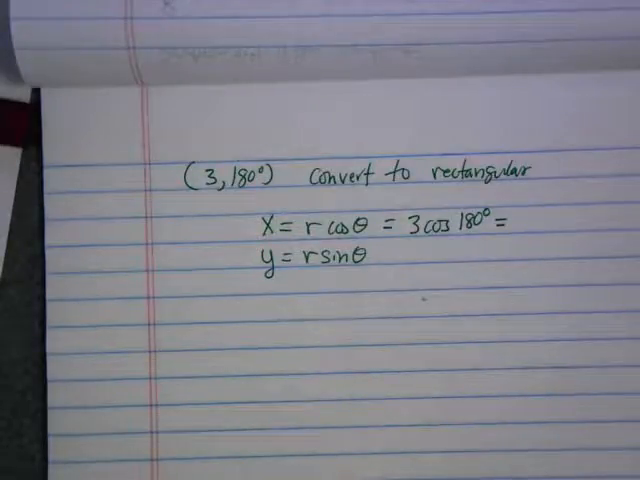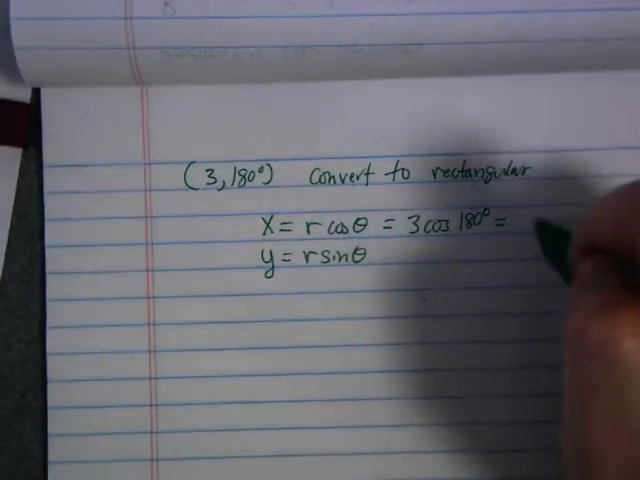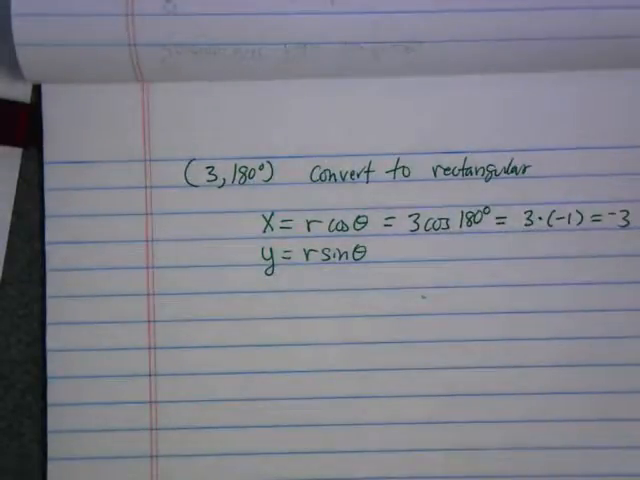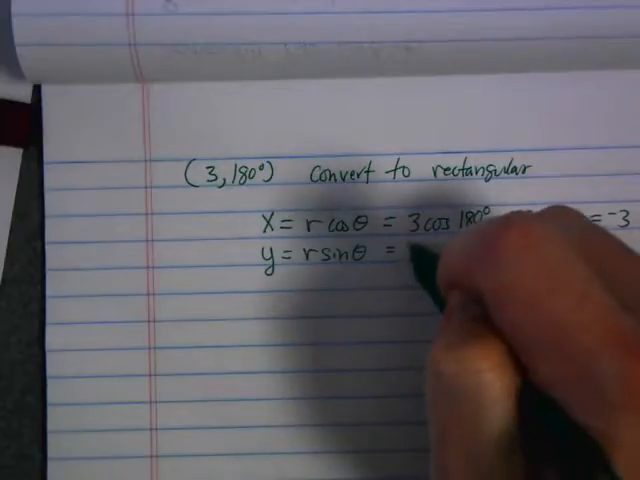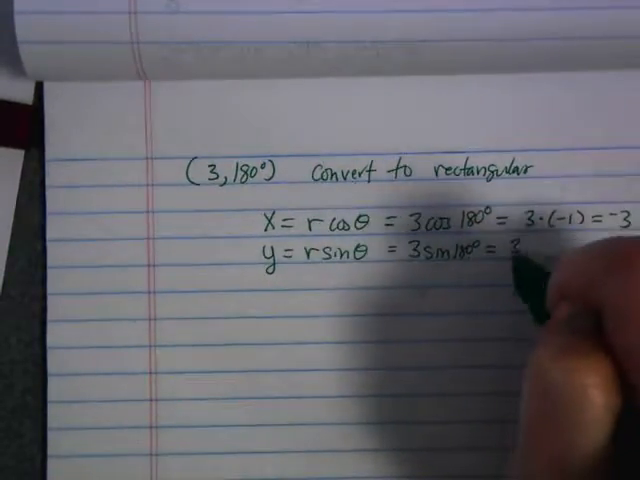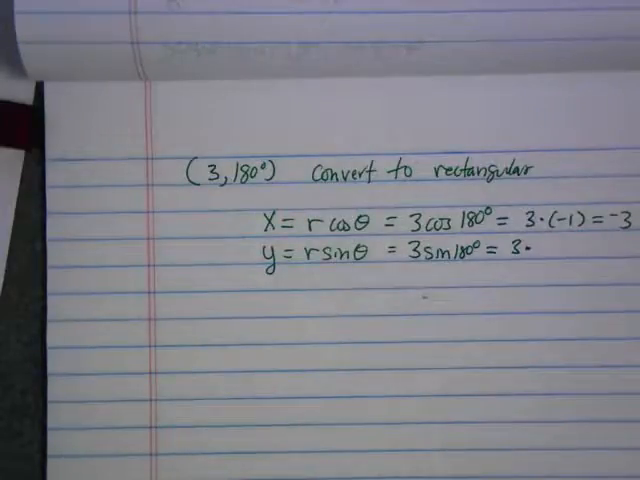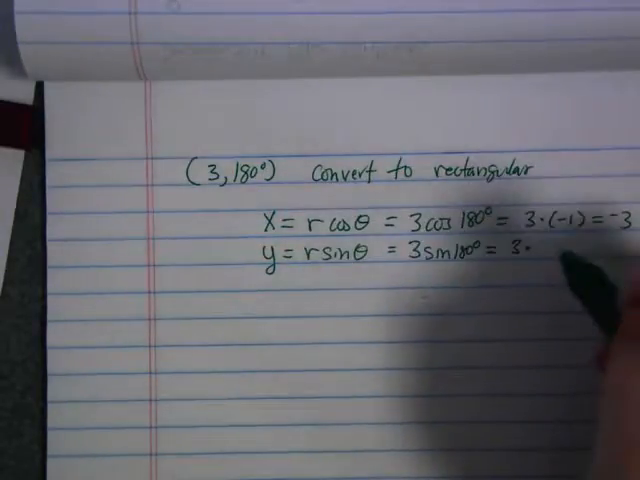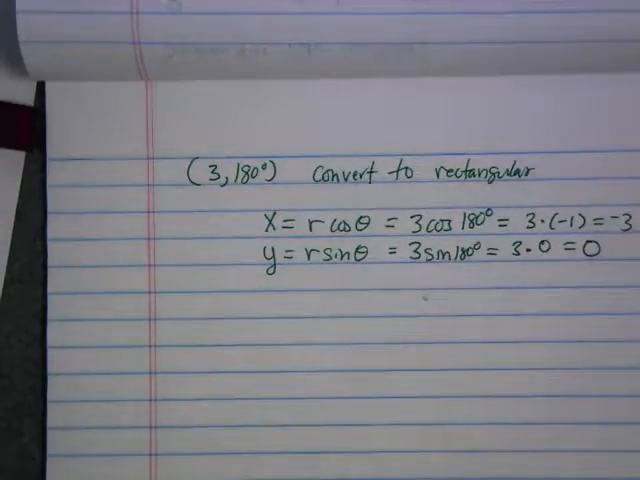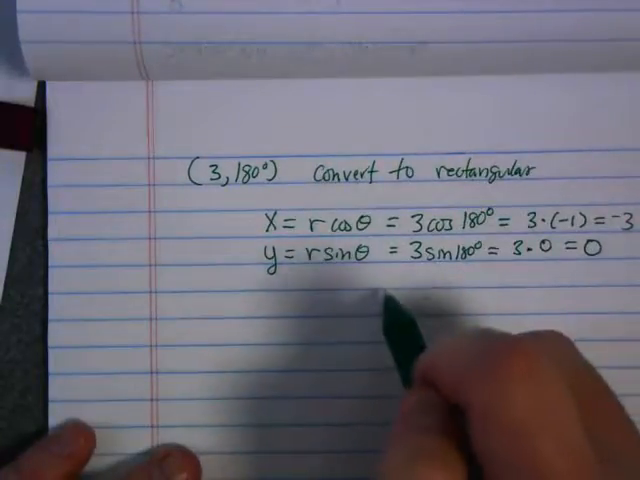Negative 1? No. Negative 1? So that's 3 times negative 1, that's negative 3. And then y would be 3 sine of 180 degrees. What's the sine of 180 degrees? 0. So 3 times 0 is 0. That makes sense, doesn't it?